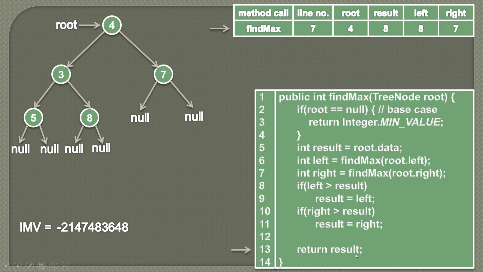And finally we will return the value 8, which is the maximum value among this binary tree. So this method will terminate here. And on the call stack this will get removed, returning the maximum value of this binary tree, which is 8.